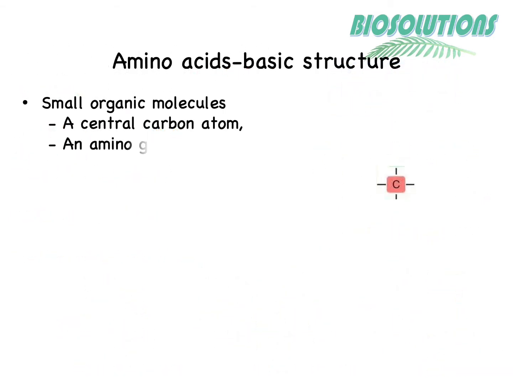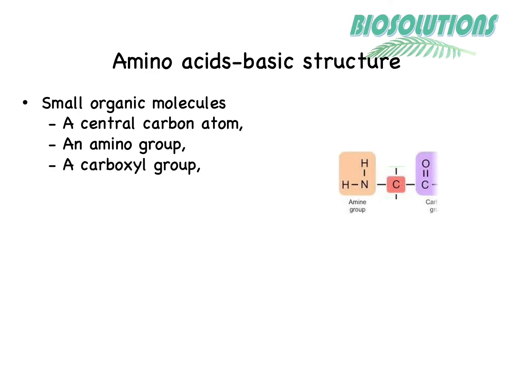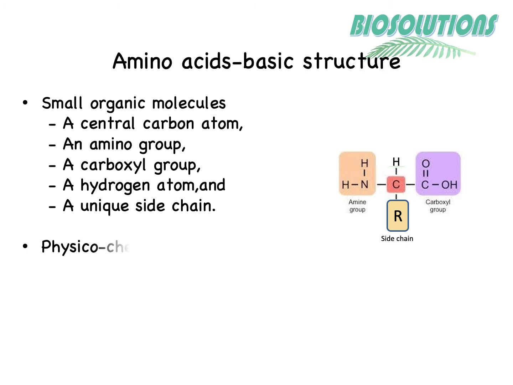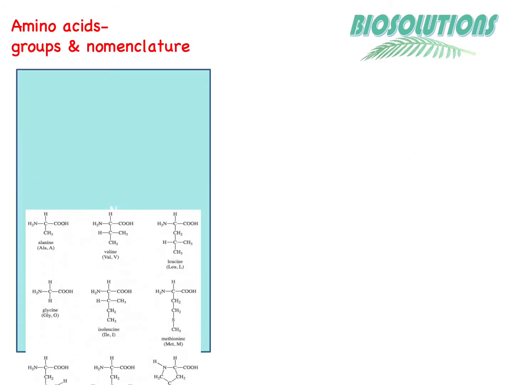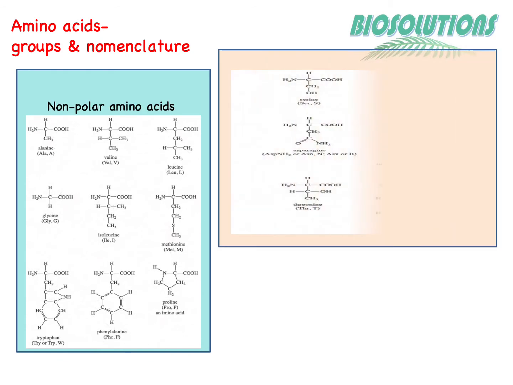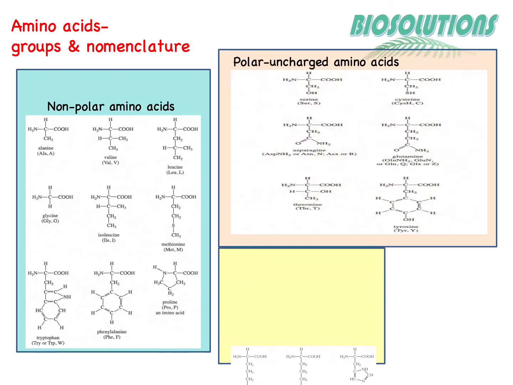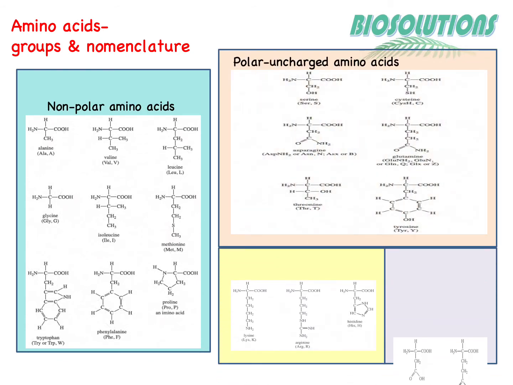Amino acids are organic molecules with a central carbon atom, an amino group, a carboxyl group, a hydrogen atom, and a side chain, which is unique for each of the 20 essential amino acids. This unique side chain makes an amino acid have a particular physicochemical property like hydrophobicity. The 20 essential amino acids can be grouped based on their charge, polarity, and hydrophobicity.